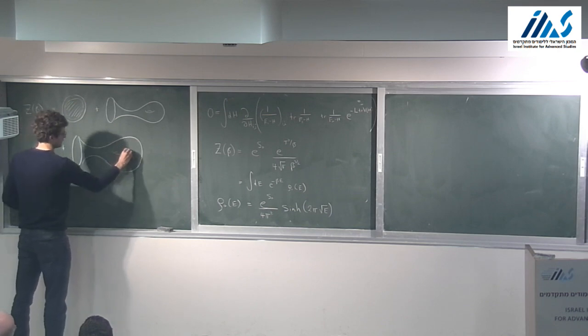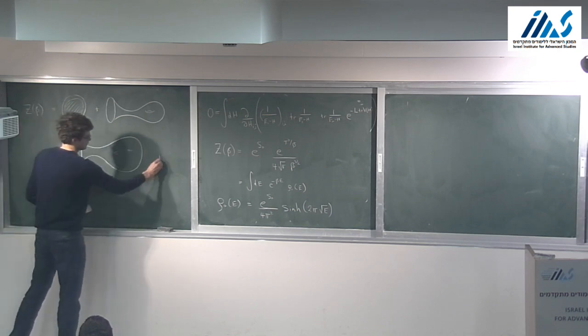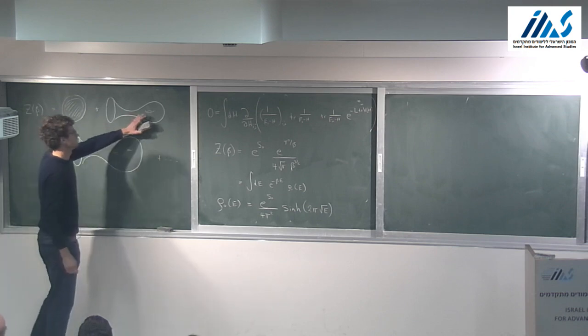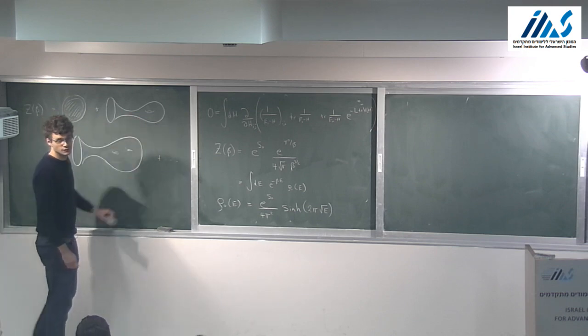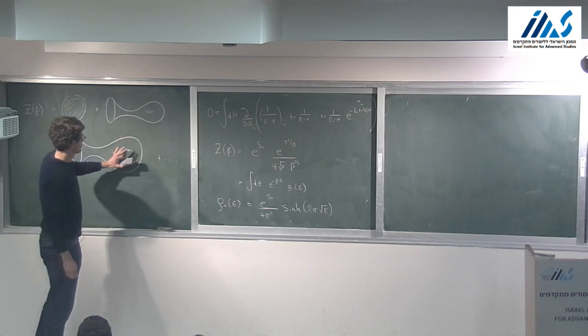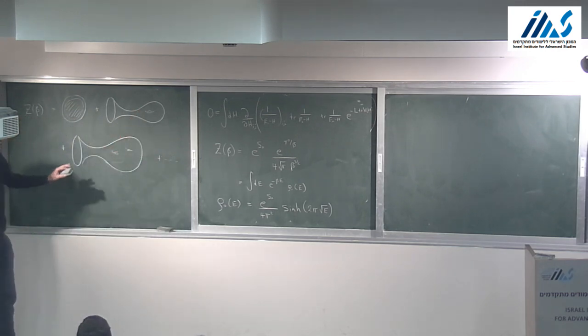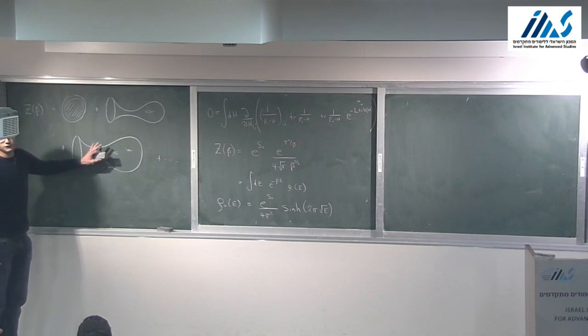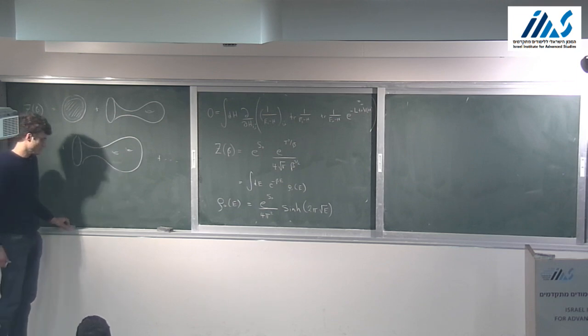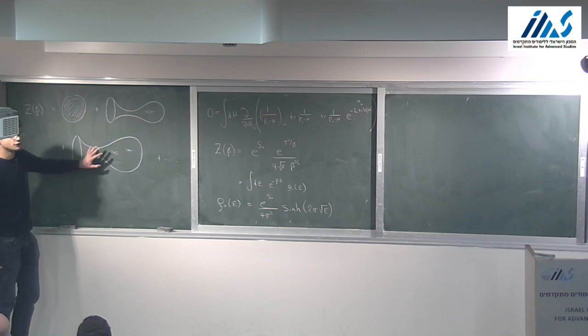You can have a geometry like this, and so on, with more handles. So this one has genus 1, this one has genus 2. We can have arbitrary genus G. And what I've drawn is just the topology of the surface. But in fact, you can put constant negative curvature metrics on these geometries with this topology.